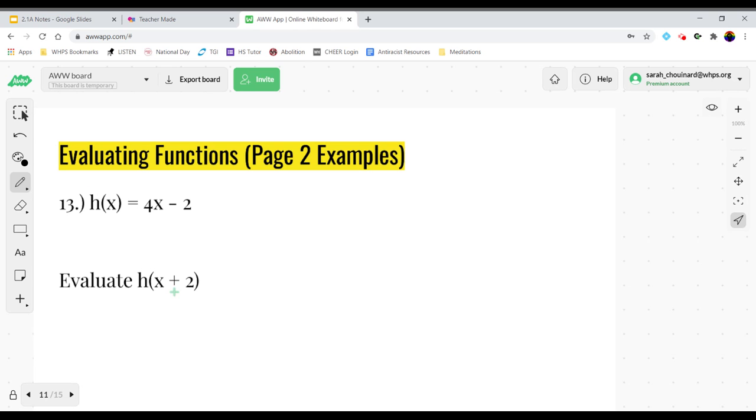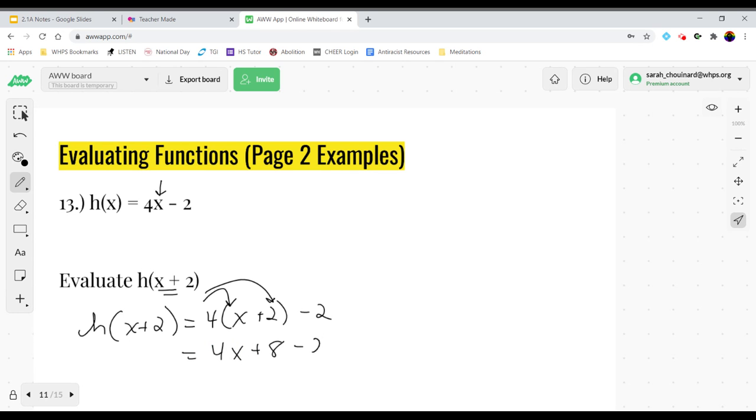And then here I'm going to put x plus 2 in for x. So h of x plus 2 is equal to 4 times x plus 2 minus 2, which I distribute my 4 to get 4x plus 8 minus 2. And when I combine my like terms, my final answer here isn't a number, it's an expression. So when I plugged in x plus 2, the expression that I got out was 4x plus 6.